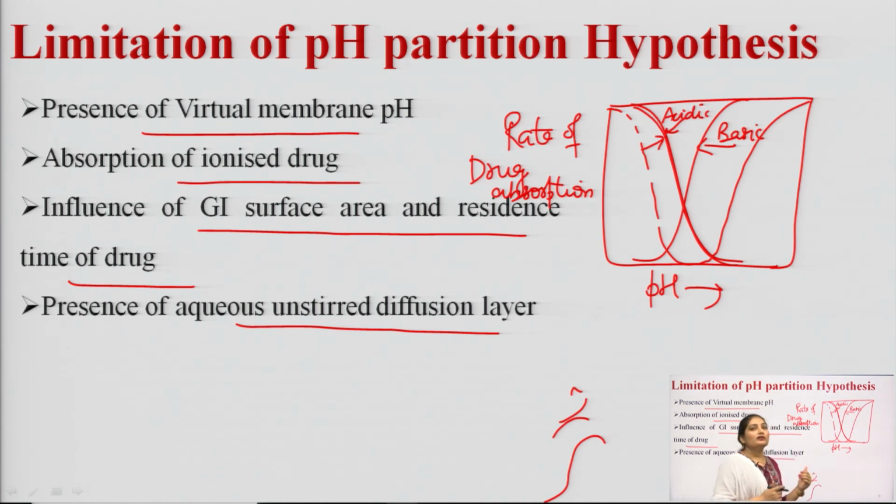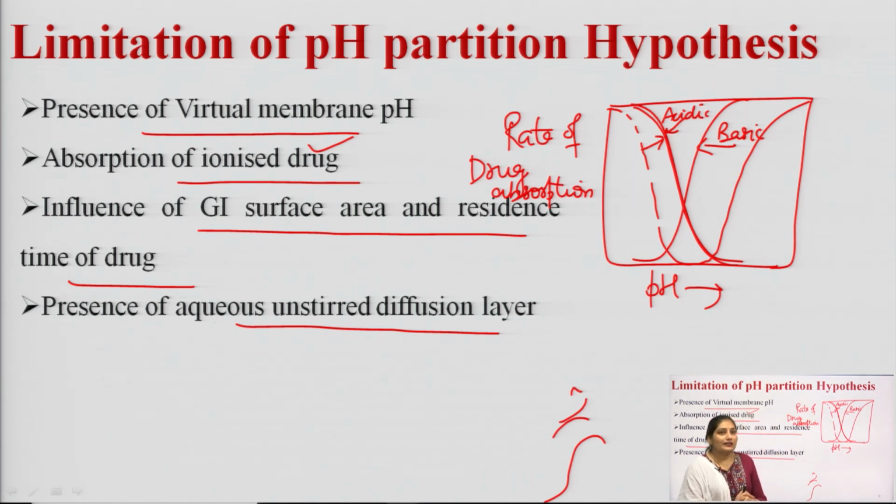Next is the absorption of ionized drug. The pH partition hypothesis suggests that only the unionized drug molecule can cross the biological membrane, but it does not always happen. Sometimes ionized drug that has sufficient lipophilicity can also cross the GI barrier and get absorbed. And the transport process involved for the transport of ionized drug will be the active transport or the ion pair transport or the convective flow.